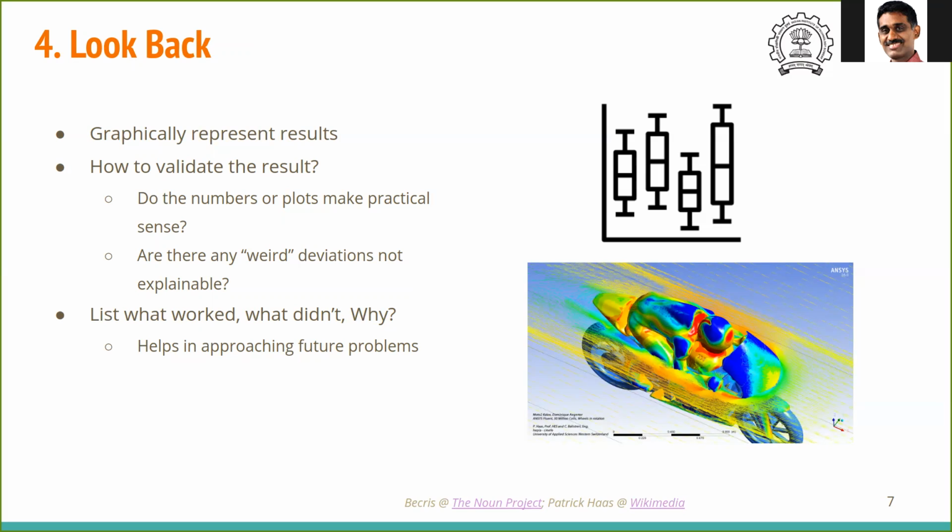And finally, once you're confident, don't stop there. You also list down what worked and what didn't work. This is what helps you later when you approach future problems. What we call intuition is exactly this. You develop an intuition of what will work in future and what will not.